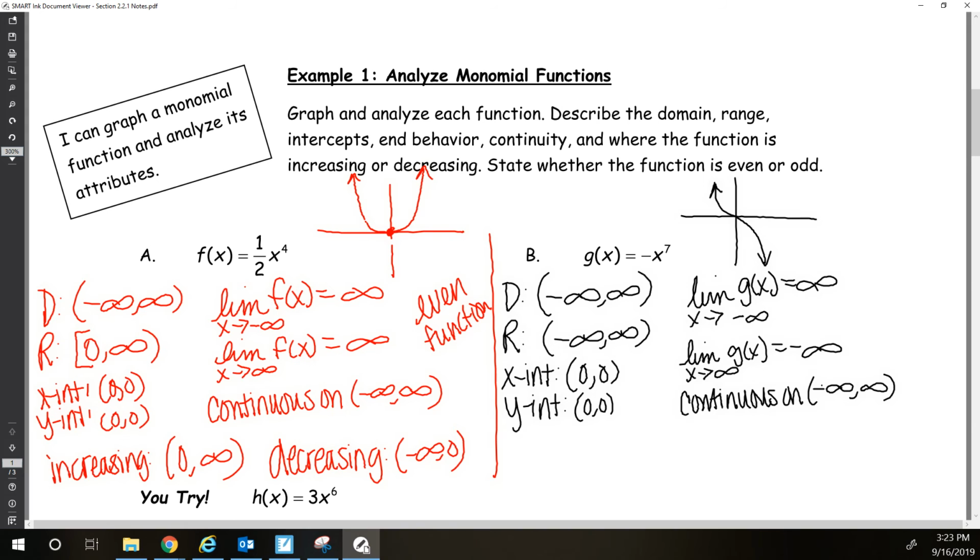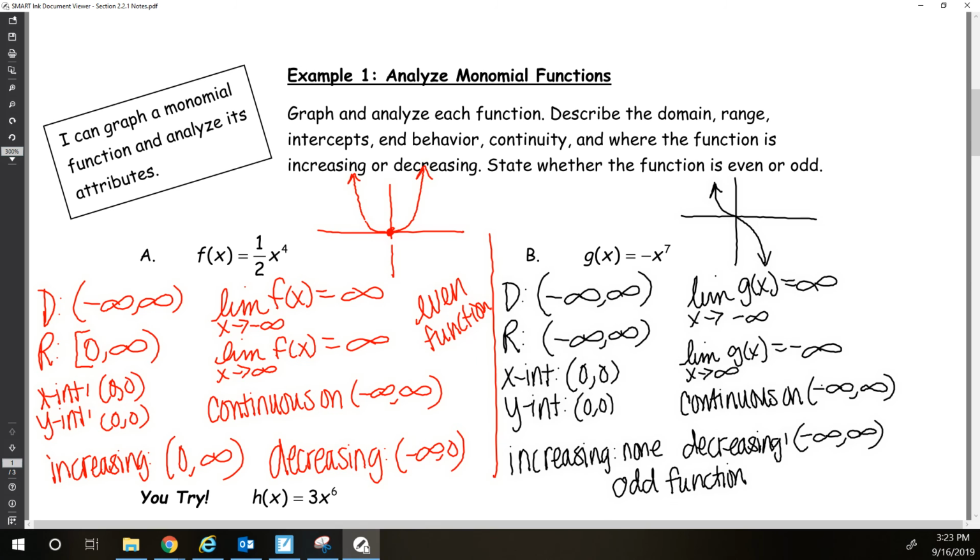Where are we increasing? Nowhere. This graph is always decreasing. So increasing interval would be none, because we are decreasing on negative infinity to positive infinity. All right, is this guy even, odd, or none of the above? Kind of hard to tell from my rough draft here of the graph, but it is an odd function. It's symmetrical about the origin, if you look at it exactly on Desmos and get a more precise graph.